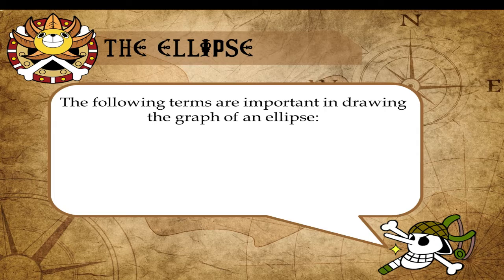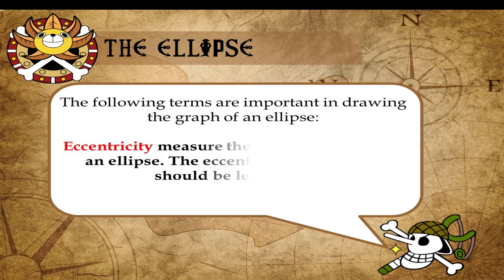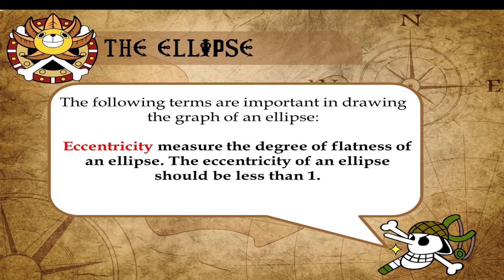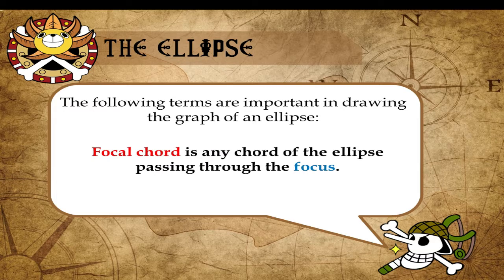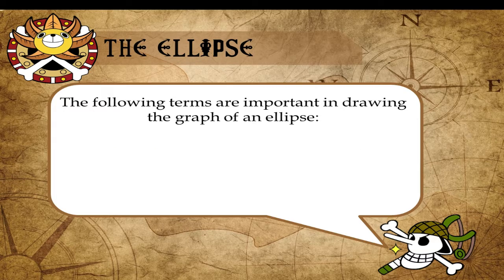The following terms are important in drawing the graph of an ellipse, so these are the things that you need to remember. Number 1 is the eccentricity. It measures the degree of the flatness of an ellipse. The eccentricity of an ellipse should be less than 1. Focal chord is any chord of the ellipse passing through the focus.